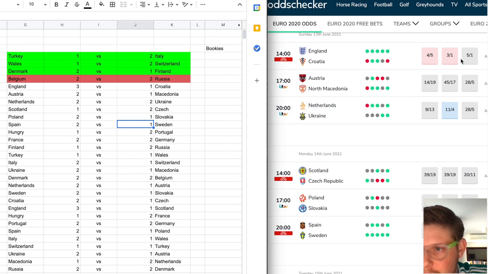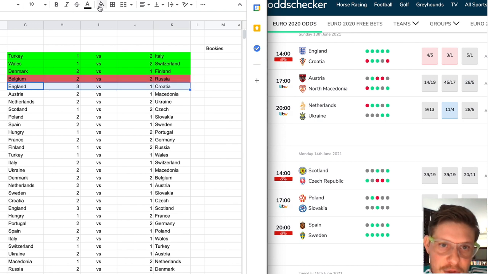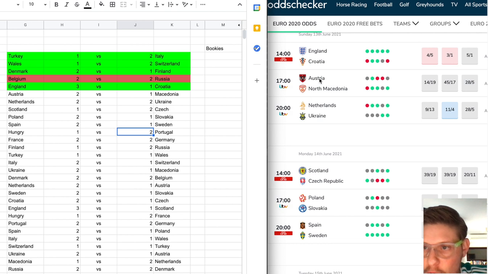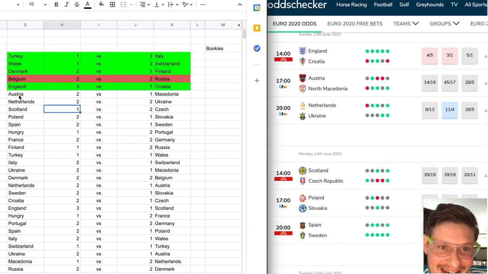England, Croatia, we can see the odds are favoring England. We're also favoring England, 3-1 for Croatia. So our model is also good over there. Austria versus Macedonia. We're favoring Austria, and looking at these odds, you have to do the calculations in your head. But yes, they're also favoring Austria.